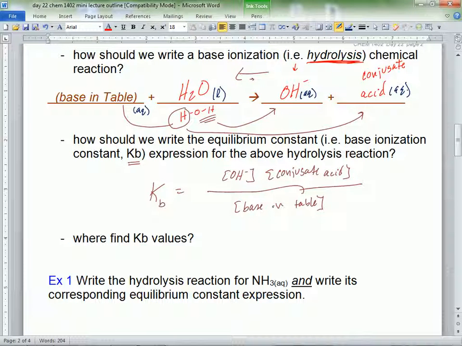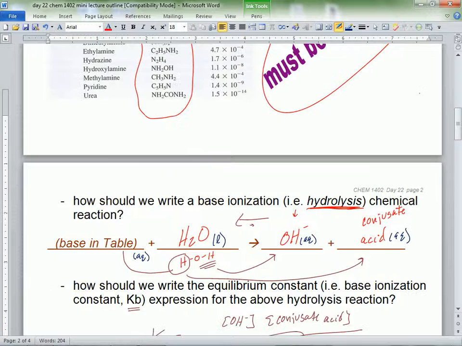Okay. So where do we get these Kb numbers, Danielle? If we're going to do ICE and we want to use this stuff, we're going to need a number for Kb. Where do we get those? In the table. Yeah, in the table. All right. They're all there.